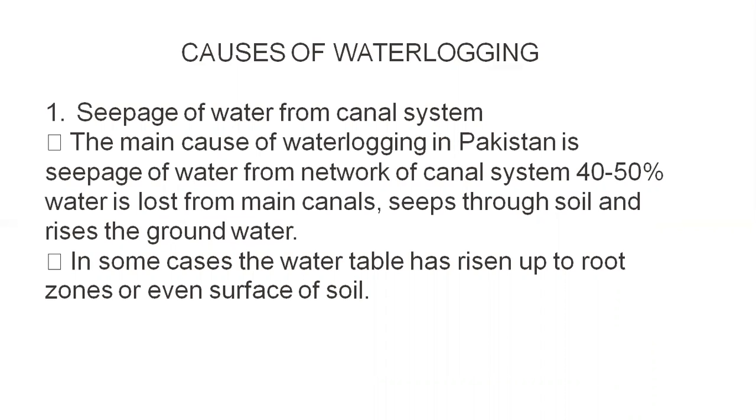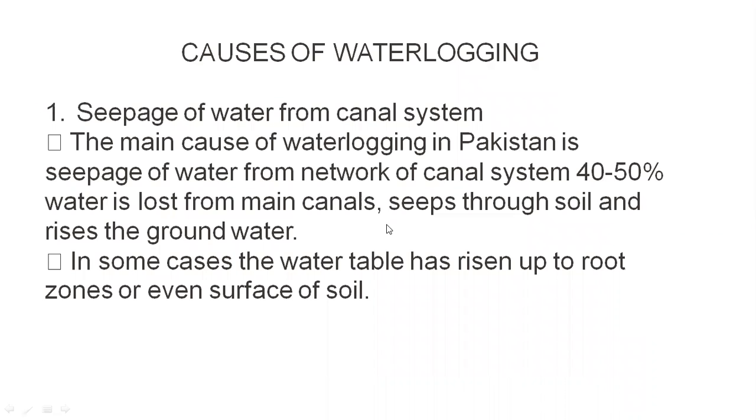Right now, one by one, we will be discussing the causes of waterlogging. Seepage of water from the canal system is the main cause of waterlogging. The main cause of waterlogging in Pakistan is seepage of water from the network of canal system. Approximately 40 to 50% of water is lost from main canals, seeps through the soil, and rises ultimately to the groundwater.